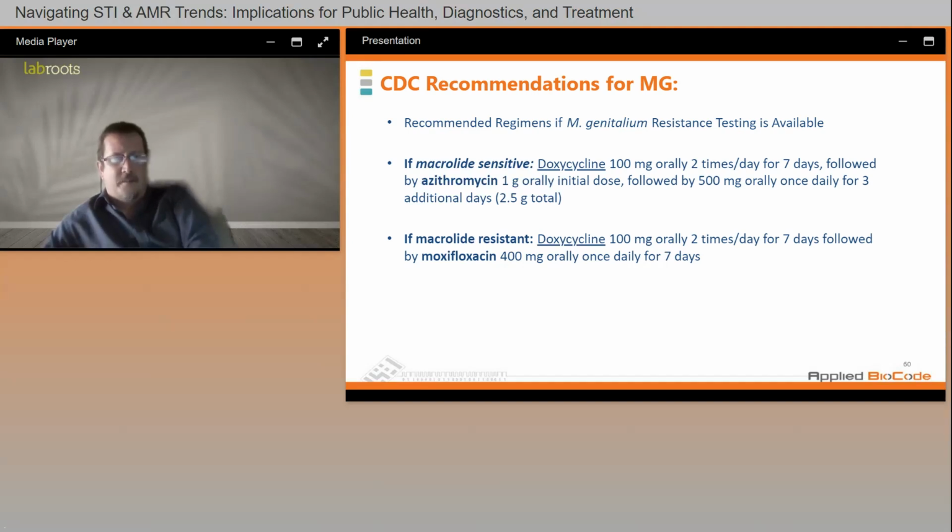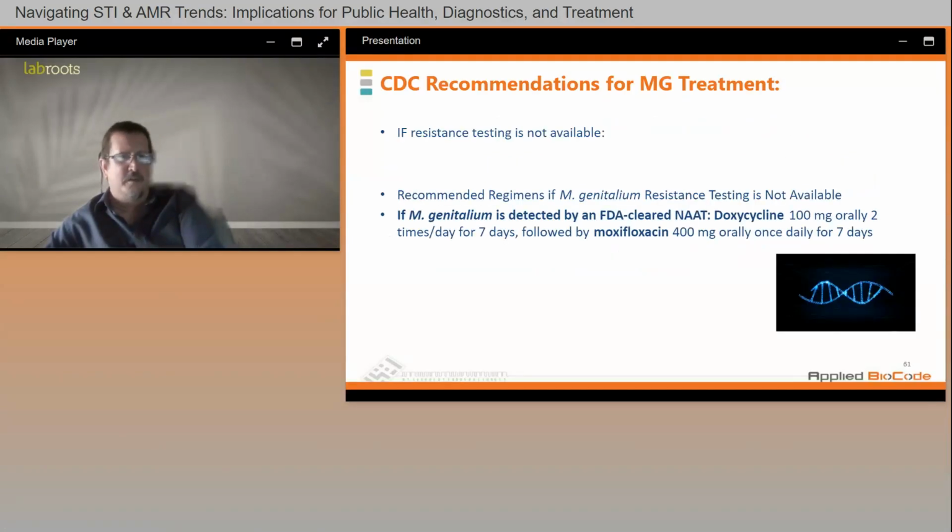So I thought it might be useful for the audience to know what the CDC recommendations actually are for Mycoplasma genitalium. They're saying, if somehow you are able to determine susceptibility and it is macrolide sensitive, which is becoming more and more rare these days, then here's the treatment recommendation. It would be doxycycline followed by azithro. If you're dealing with a macrolide resistant case or an azithro resistant case, doxycycline and moxifloxacin would be your choice. So if you were able to use a molecular test to find those mutations, we have 2 opportunities to treat depending on what the outcome of that would be.